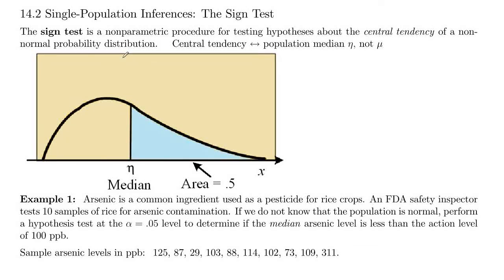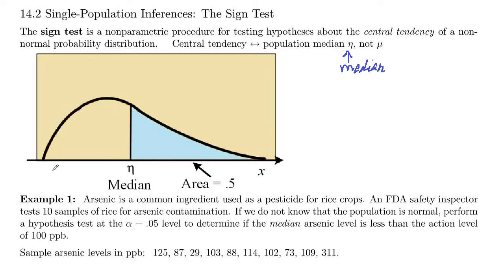So the nonparametric test that we're going to look at in section 14.2 is what is called the Sign Test. The Sign Test looks at the central tendency of non-normal probability distributions. And for us, central tendency is going to correspond to the population median here, eta, not mu. Okay, so this is median, the middle value for the data, not the arithmetic mean.